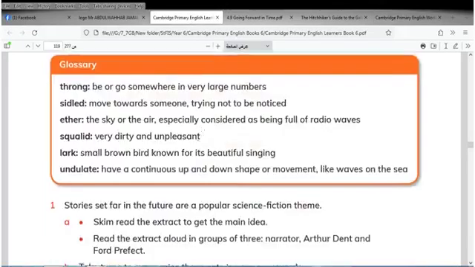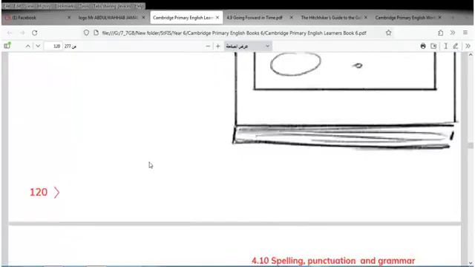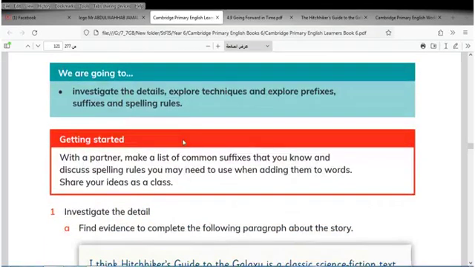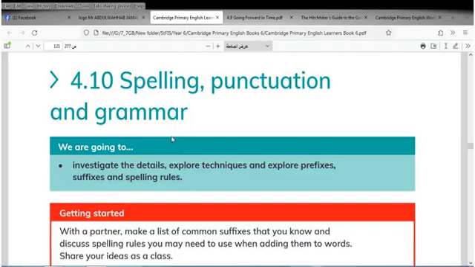Thank you so much for having me today again. Next session will be 4.10: spelling, punctuation, and grammar. We are also going to plan and write a science fiction story.